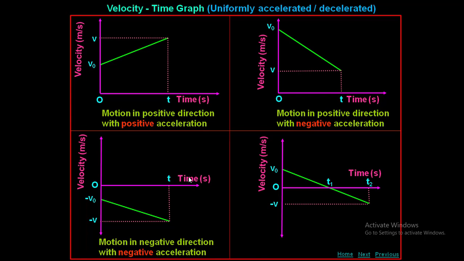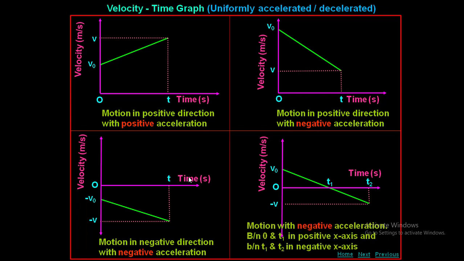Now this is the graph representing a body moving with negative acceleration between 0 to t1 in positive x-axis and between t1 to t2 in negative x-axis. So totally the acceleration is negative, but here between 0 to t1 it is in positive x-axis and between t1 to t2 it is in negative x-axis.